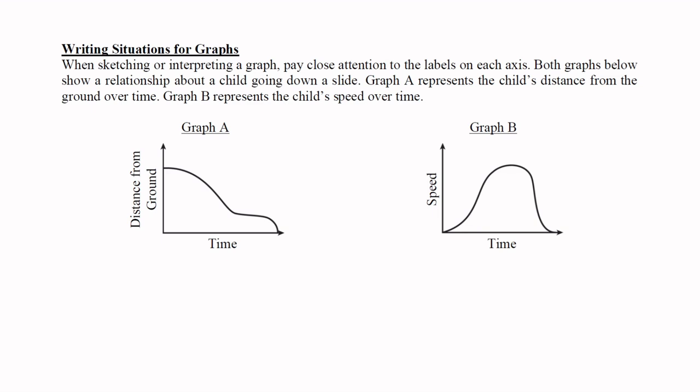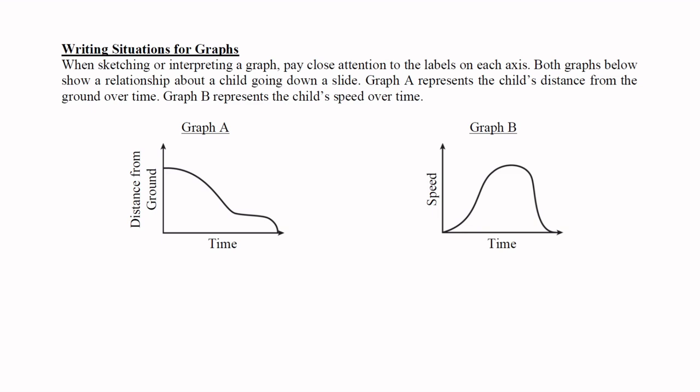So if you look at graph A, if he's going down a slide, he starts at a high distance from the ground, and then his distance from the ground goes down until he gets down to ground level, which is 0, over time. Graph B represents the child's speed over time. So as the child sits still at the top of the slide, the speed is 0. Then the speed goes up as he goes down the slide, and then as he levels out at the bottom of the slide, he starts to slow down until he stops.